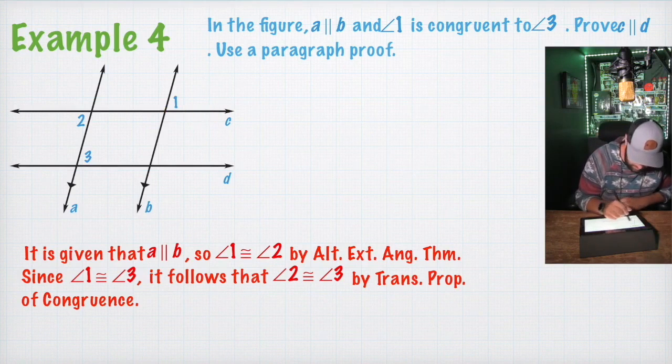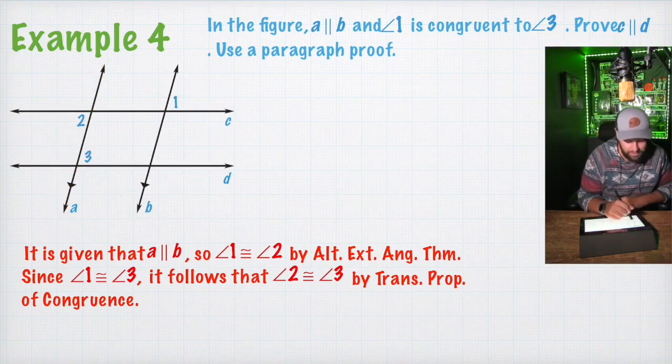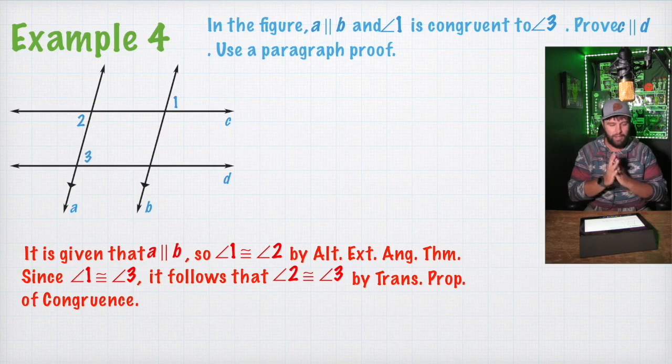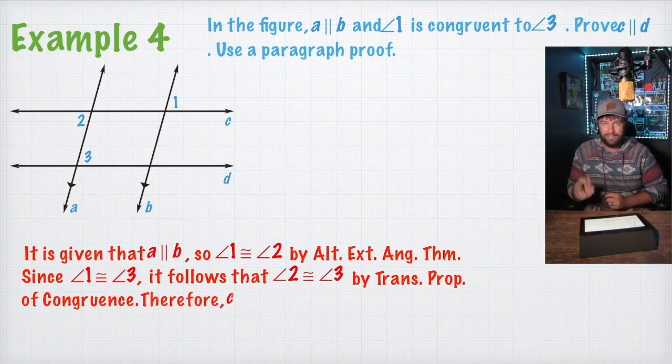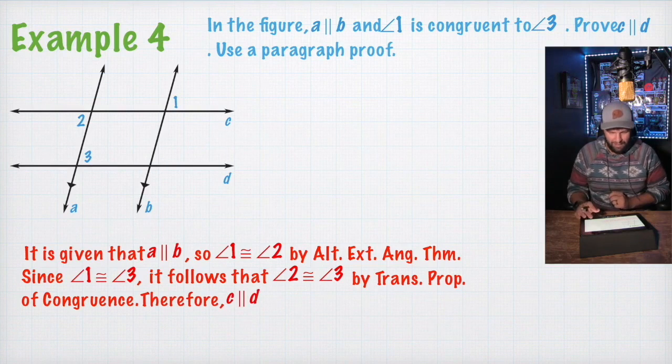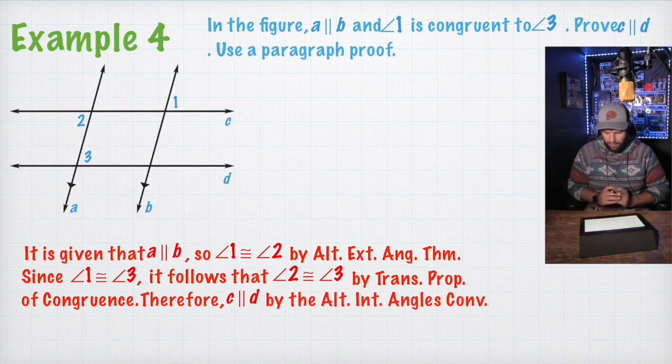Now that we know that 2 is congruent to 3, if we look at these two lines, C and D, cut by this transversal, those would be alternate exterior angles to each other. And alternate exterior angles are supposed to be congruent. And there we stated that 2 and 3 are congruent. So now we can say that C is parallel to D by the alternate exterior angles converse. That's it. That was not a bad paragraph proof, and probably the more I do them, the easier they get, and the more the flow feels right.